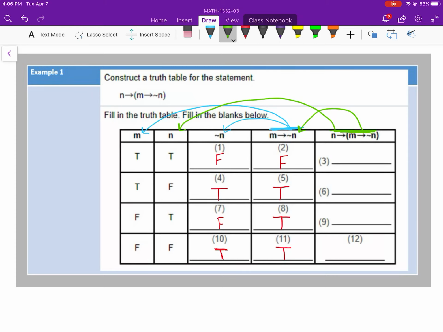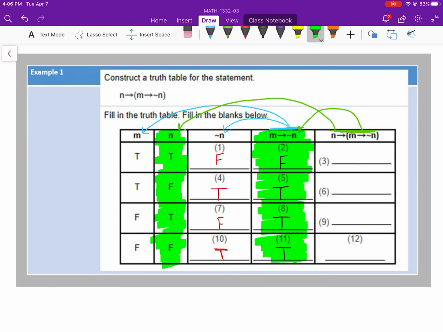Okay, so we only need to compare those two columns, the ones that I highlighted there. In other words, I'm going to grab a highlighter and highlight the whole thing in green, because for my last 4 blanks, I'm comparing these two columns right here.